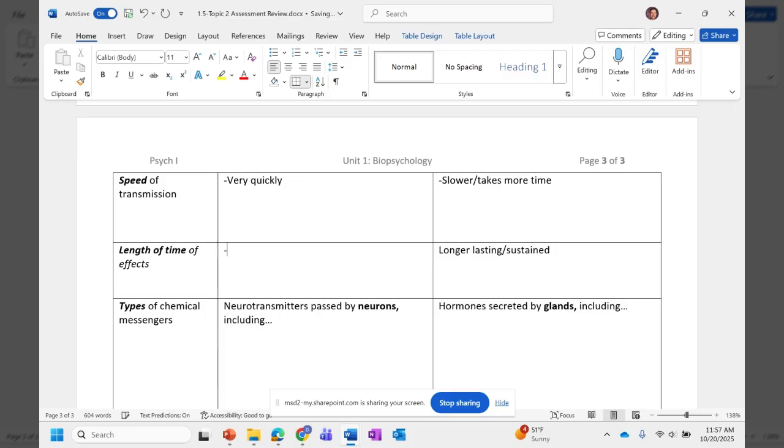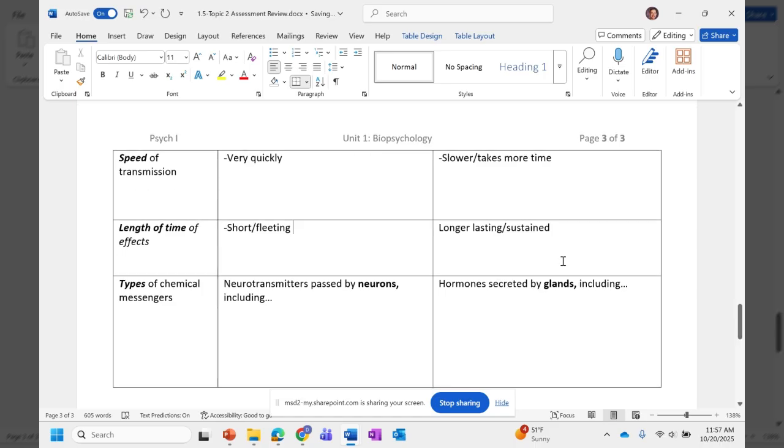Length of time, it's going to be short, fleeting. Okay, you're having thoughts every second of every day, basically, and feelings and other things like that. So it's got to be pretty short, fleeting, so you can move on to other things. Longer lasting. Neurotransmitters pass by neurons, including acetylcholine.